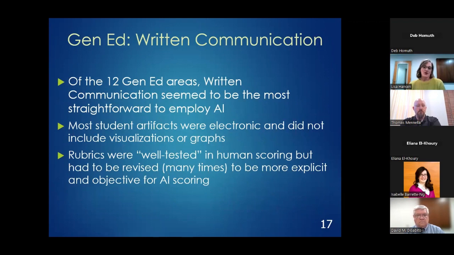Just a note about why we chose written communication. Of the 12 general education areas, we felt that written communication would be the most straightforward to employ artificial intelligence. One of those reasons is that we already had a set of student artifacts, a set of student papers that were saved electronically. They were Word files and PDFs. They didn't include any visualizations or graphs, which would have been difficult for AI to handle. And the rubrics that we had used were really well tested in human scoring. We had used them in a couple of cycles of gen ed assessment.